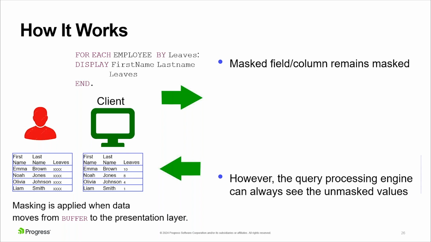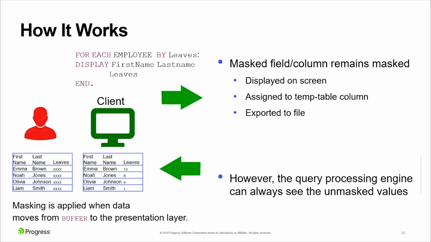But the masked column or masked field will remain masked when displayed on the screen. When they are assigned to a temp-table, so we are exporting this row to the temp-table, or copying these rows to the temp-table columns, then you'll be copying the masked data. If an unauthorized user exports this data to a file, then the masked data will be exported to that file. Same way, if an unauthorized user references the masked field in a conditional statement, then the masked value will be used in that conditional statement.